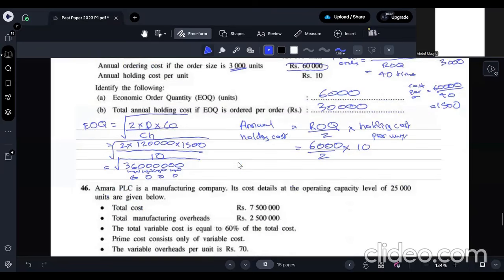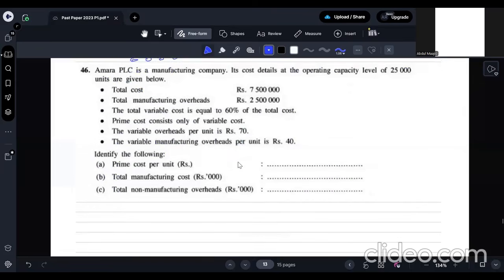30,000. 46. Amara PLC is a manufacturing company. Its cost details at the operating capacity of 25,000 units are given below. Now we have to find the prime cost, total manufacturing cost, and total non-manufacturing overhead. Okay. So total cost is given as 7,500,000. So you know total cost is a combination of variable cost as well as fixed cost.